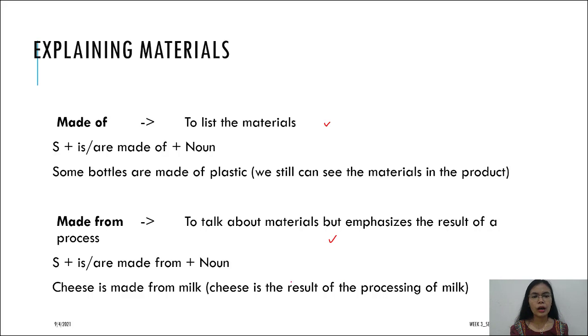Okay, so the way to explain the grammar construction of this. If you want to use made of, you use subject plus is or are plus made of plus the noun. And when you use made from, subject plus is or are plus made from plus noun. Make sure if the subject is singular, you use is. If the subject is plural, you use are. As simple as that. Okay, so that's one way to explain the materials.